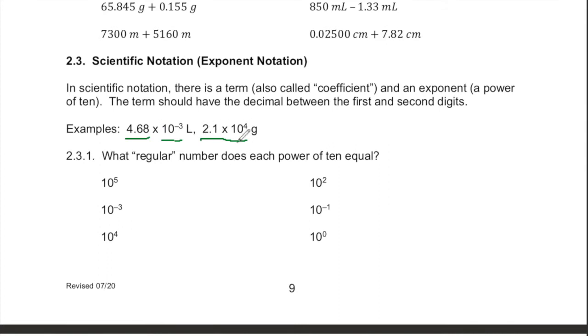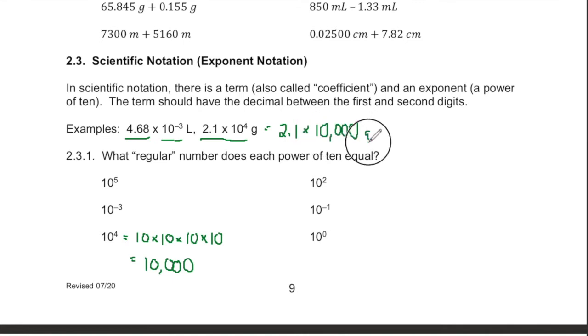So let's start with this positive power of 10 first. 10 to the 4 equals 10 times 10 times 10 times 10, which equals 10,000. And so 2.1 times 10 to the 4 grams equals 2.1 times 10,000 grams, which equals 21,000 grams.